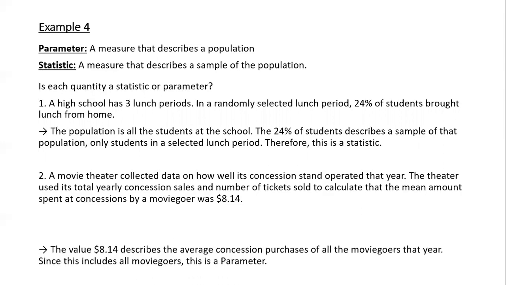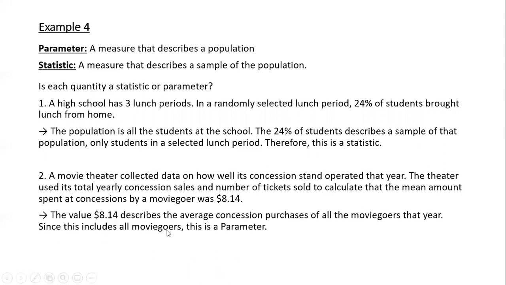Okay, so the value that we're given, the $8.14, it describes the average concession purchases of all the moviegoers, okay? Because it said it used its total yearly concession sales, okay? So since it used the entire group of people that went to that theater that year, this includes all moviegoers, meaning that this is a parameter, okay?